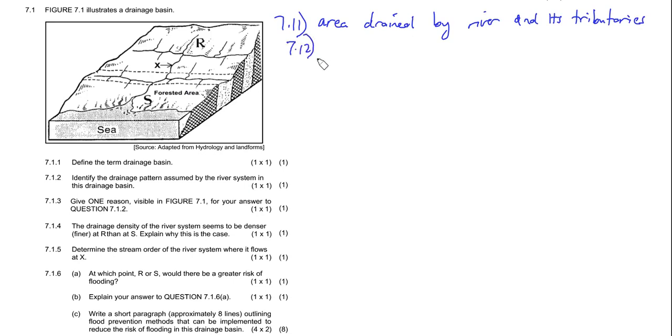Okay, then let's move on to 7.1.2. Identify the drainage pattern assumed by the river system in the drainage basin. So what do we have here? We can see that our streams are joining at 90 degrees. Can you see that? That's what we're talking about there. So the answer is that it's actually a trellis pattern.